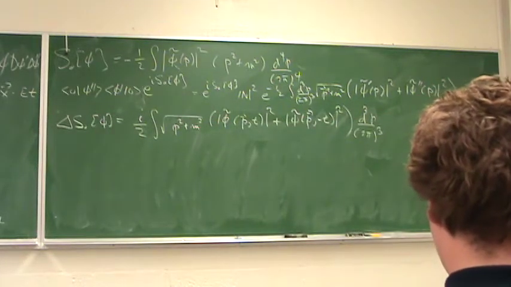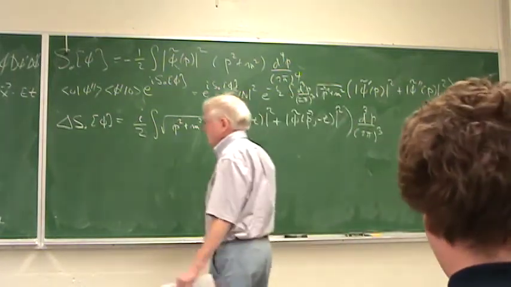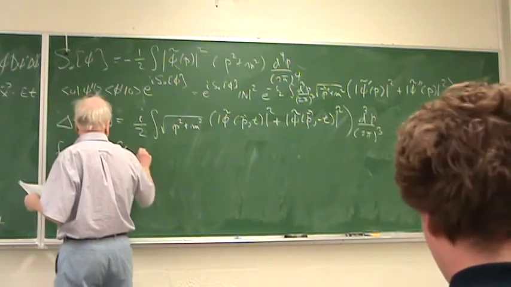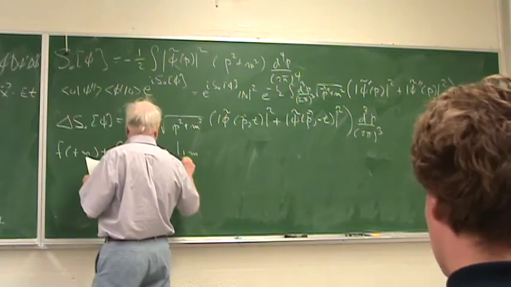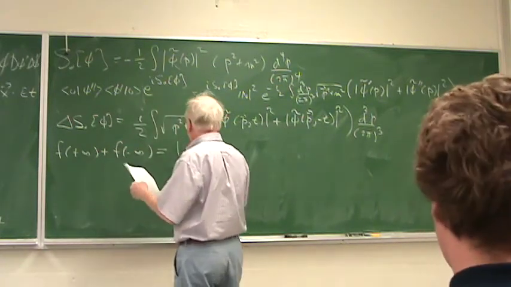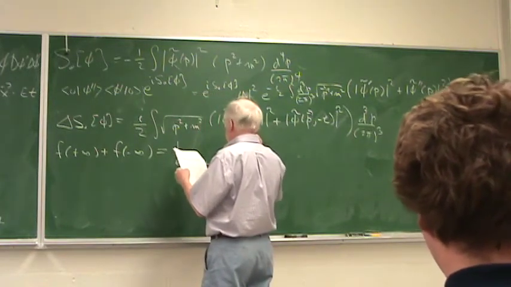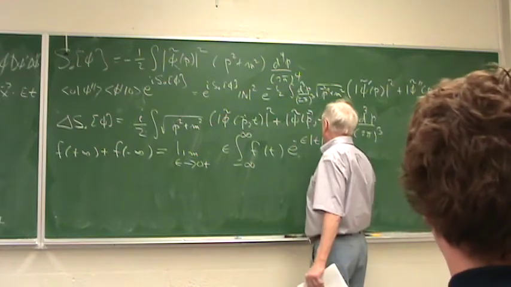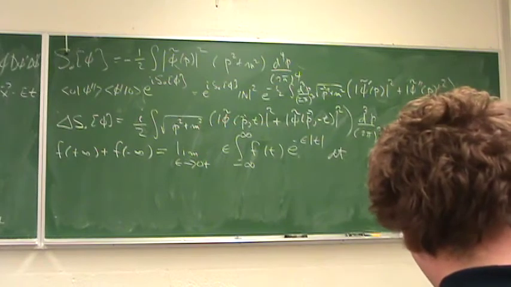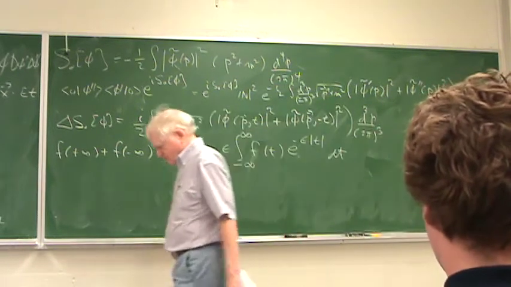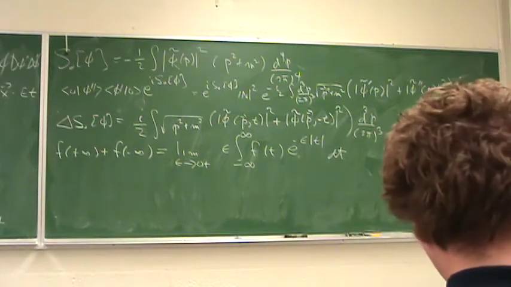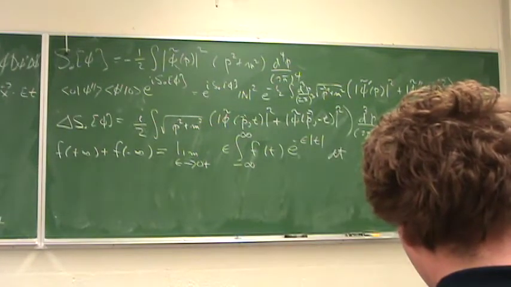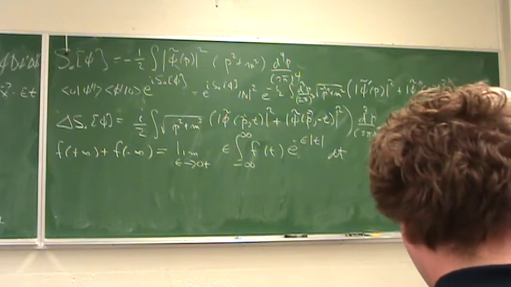Okay, well, there's a trick, a sort of magic identity that I've only seen in Weinberg's book. I haven't seen it anywhere else. And it looks like this. It's the limit epsilon goes to 0 plus of epsilon times an integral from minus infinity to plus infinity of f of t e to the minus epsilon absolute value of t dt. I'm not going to give you a derivation of that. I don't have one here in my notes, and I may assign it as a homework problem. In any event, let's just assume that's a correct mathematical identity.